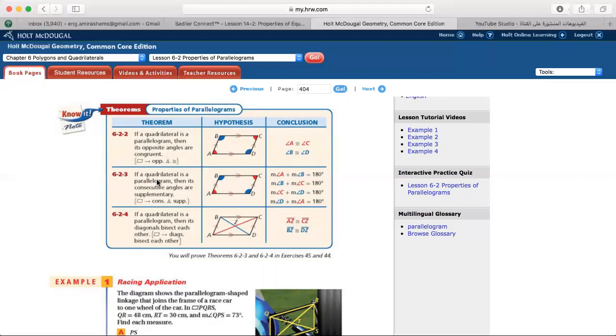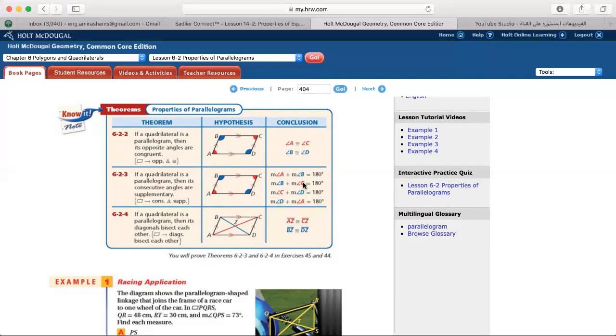What else? If a quadrilateral is a parallelogram, then its consecutive angles are supplementary. What are the consecutive angles? Angles next to each other, like A and B, like B and C, like C and D, like D and A. B and D are not consecutive. C and A are not consecutive. Consecutive means they are next to each other. So A and B are equal to 180.